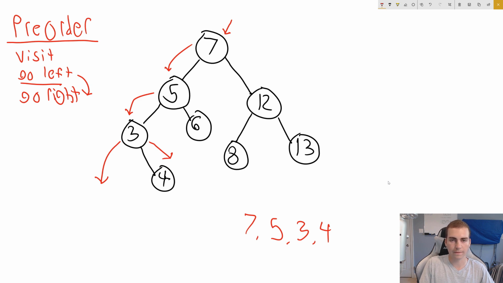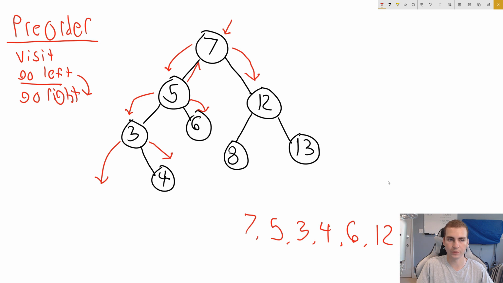And we go to 5. Well, we went as far left from 5 as we can go. So now we go right and we visit 6. And now we go back up to 7 because we've gone as far left as we can go. What do we do? We now go right and we go to 12. So now we visit 12.